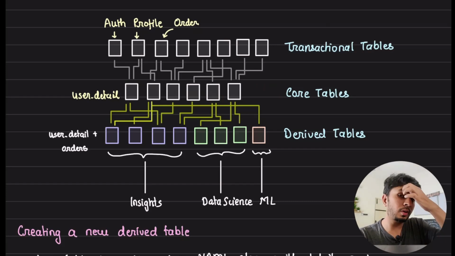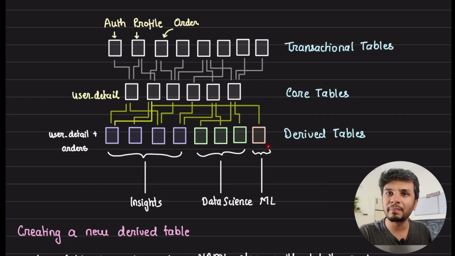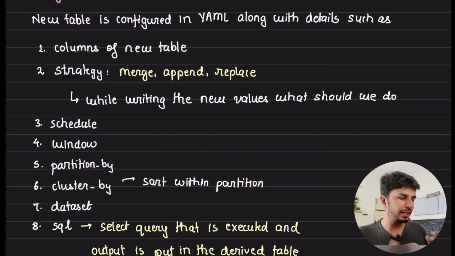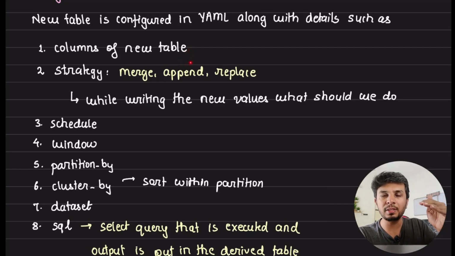Now for example, you want to create a new derived table, right? Now this derived table would be a combination of some of the core tables. So in the YAML file, you specify that, hey, I want to create this new derived table having these n columns, where you specify the type of the column and constraints and whatnot.